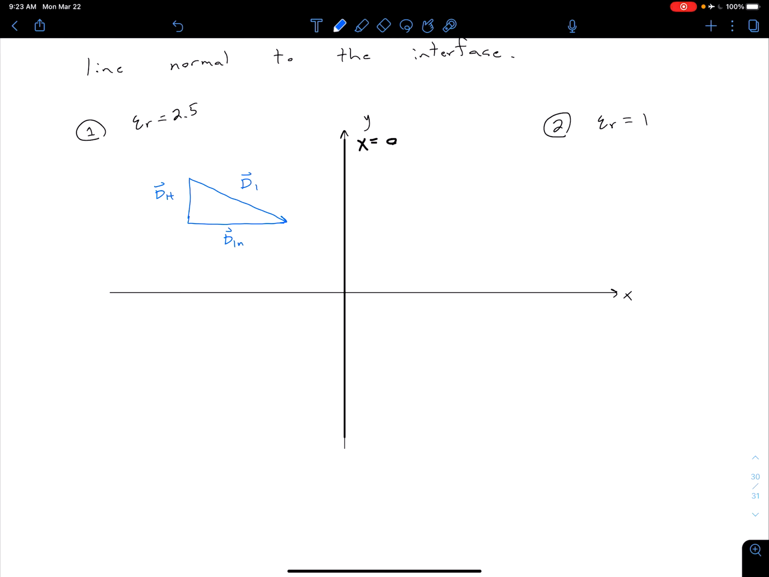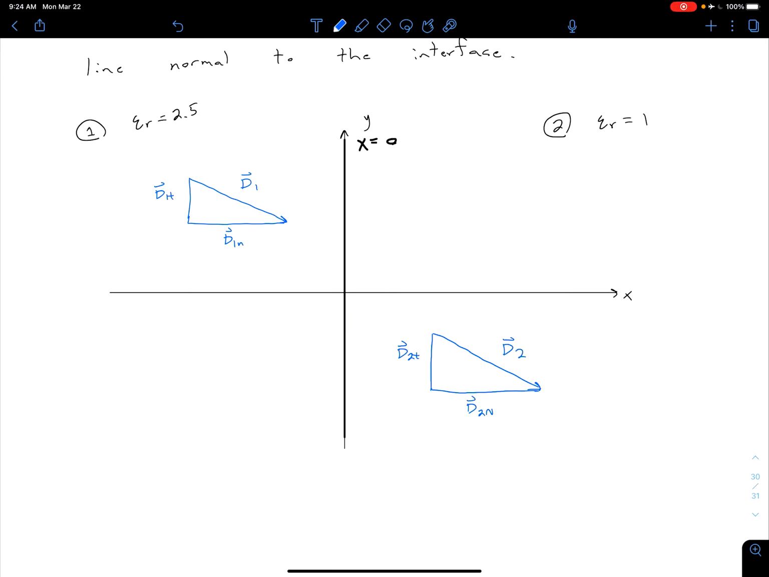So now we have some D2 over here in region 2. I'm going to draw it down here. Let me see if I can make that line a little straighter. So we have something that looks like this. This is our D2. And again, we can talk about this in terms of a tangential and a normal component, so we can make a right triangle there. So we have D2 tangential and D2 normal.